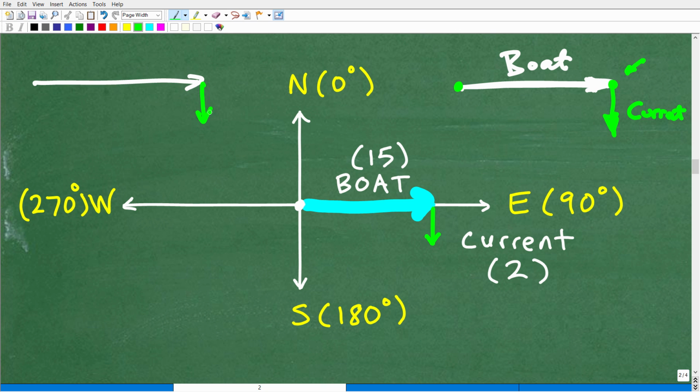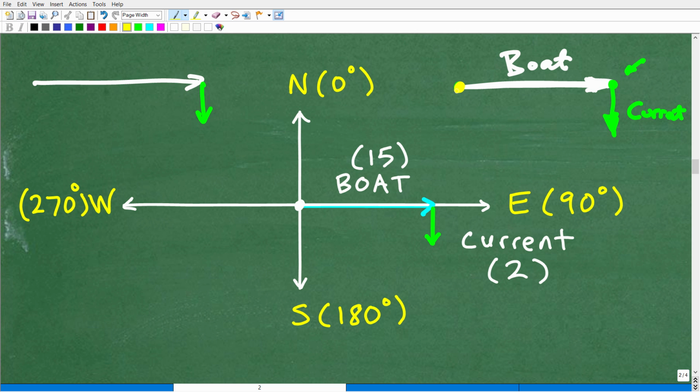So here the current is obviously shorter. All right, now here is the big deal about vector mathematics. To get the actual true direction and speed of this boat, we're going to do something called the resultant vector. Resultant vector, what's that, Mr. YouTube Math Man? Well, the answer to this question is this.